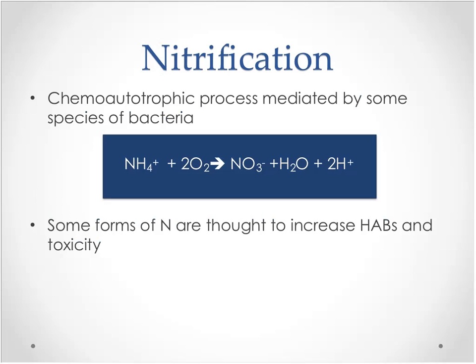One mechanism of how this can occur is through the process of nitrification. In this process, bacteria can convert ammonium into nitrate, and they use this ammonium as an energy source to fix their own carbon, and nitrate is produced as a waste product. This is very important because some forms of nitrogen are thought to increase the size of HABs and their toxicity as well.